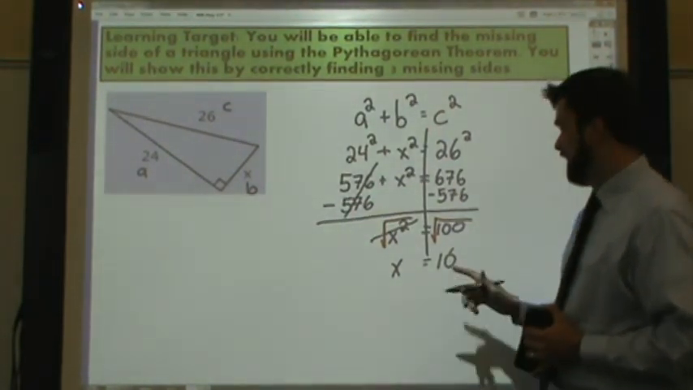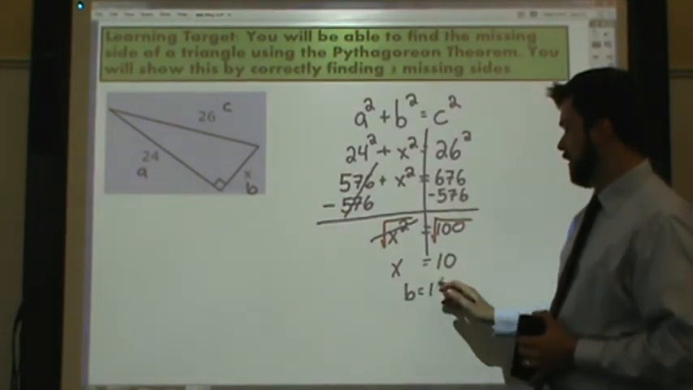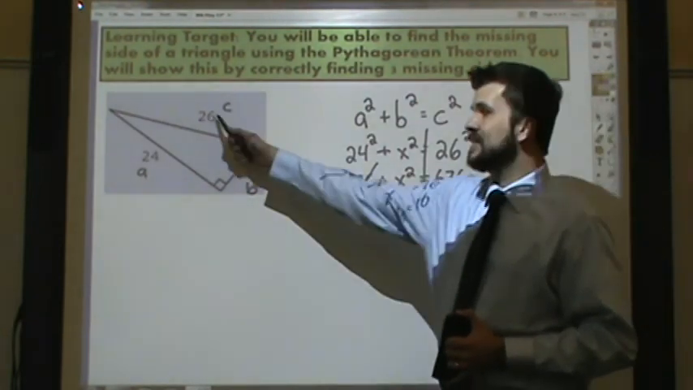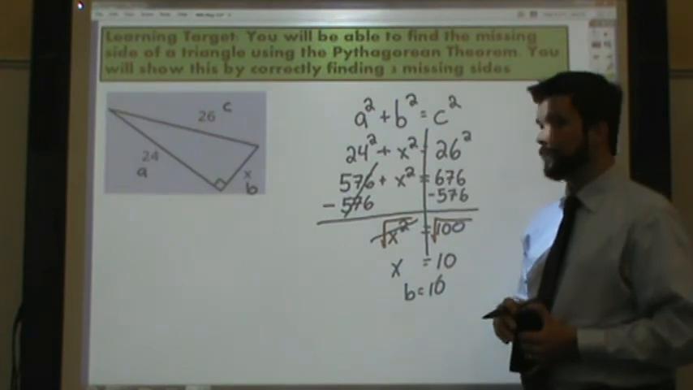I want to make sure that, this was our B, I want to make sure that our A and our B are both smaller than 26. So I had my 24 and my 10. So that works out well.